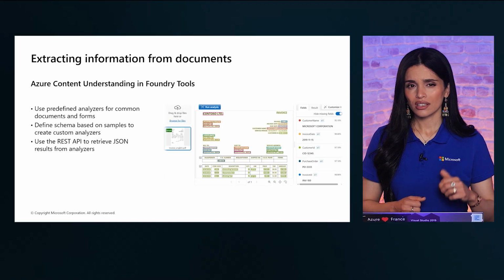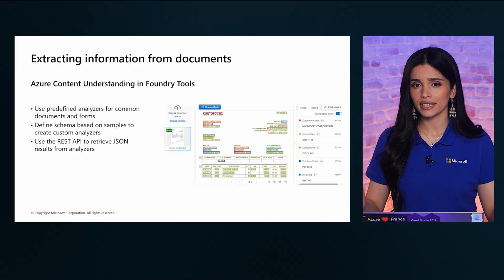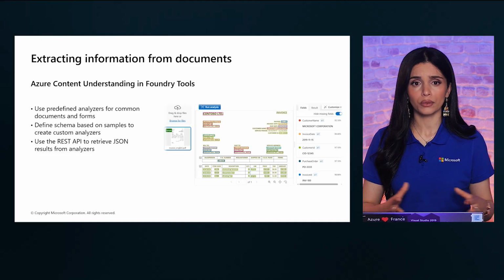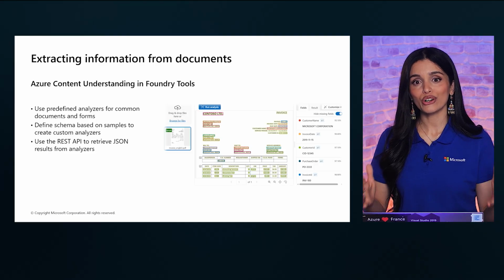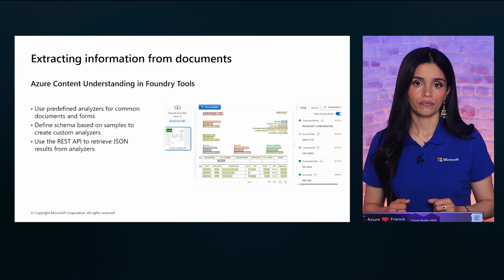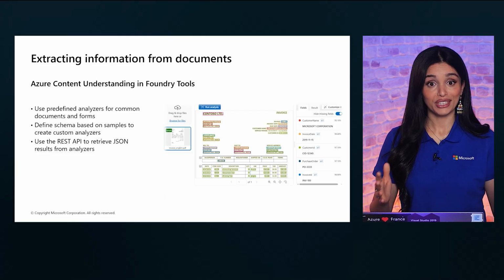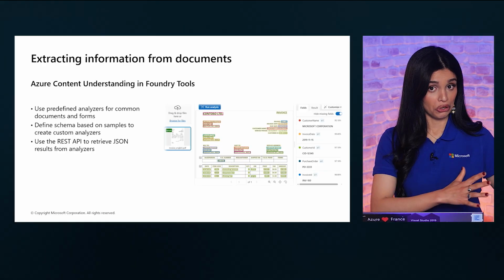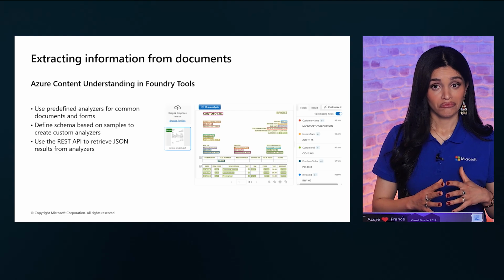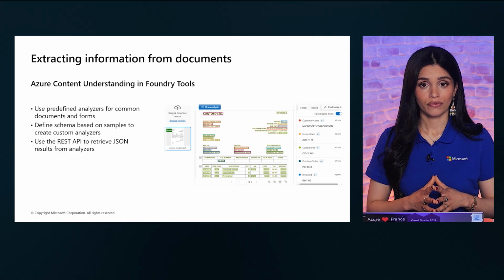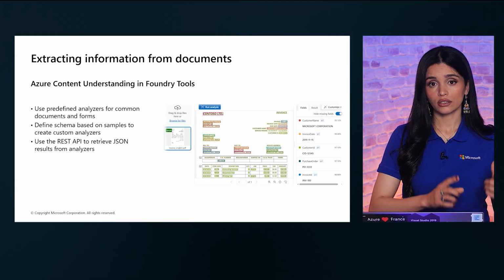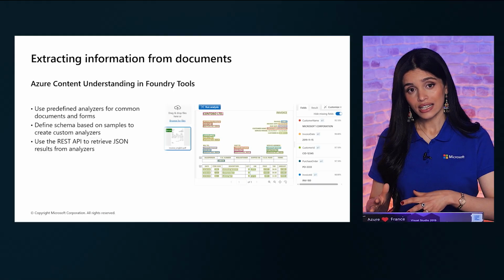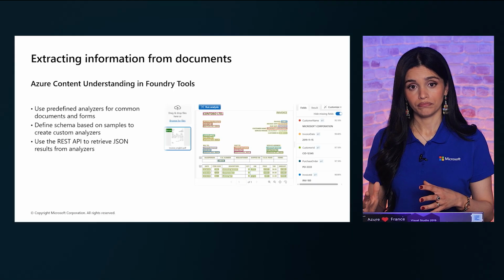Now, what if your documents are not standard? For example, a company-specific form, a custom contract, or maybe a specialized report. In this case, you create a custom analyzer. Here's how it works. You define a schema, you provide sample documents, and the system learns how to extract your fields, so you can start working with it right away. So you may say, I want to extract project name, approval status, and budget. And the analyzer is built around that structure.